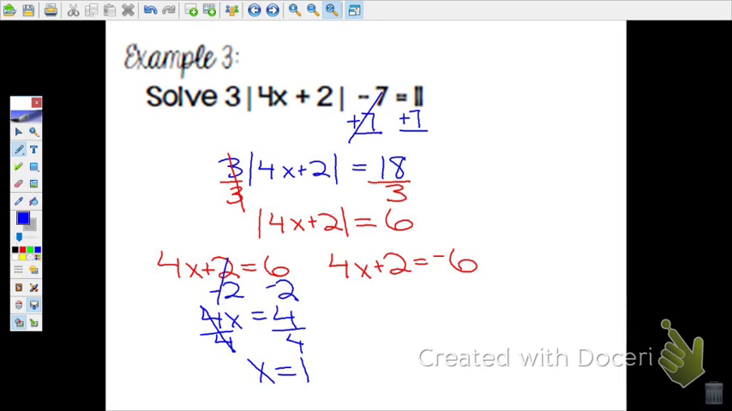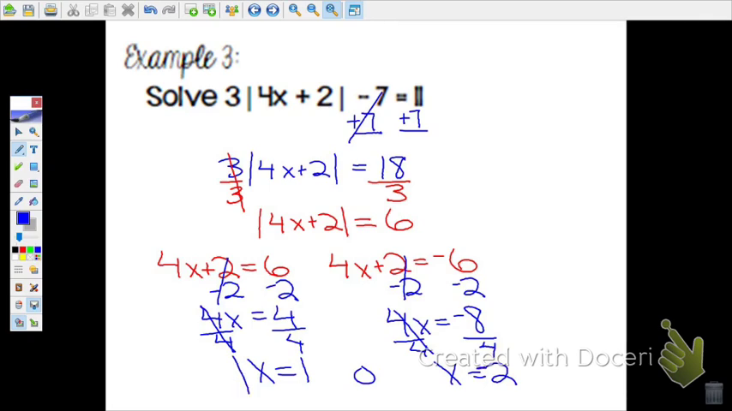I'm going to do those same 2 steps on the other equation. I'm going to subtract 2. 4x equals negative 8. Divide by 4. X equals negative 2, thank you. So I have a positive 1 and I have a negative 2.